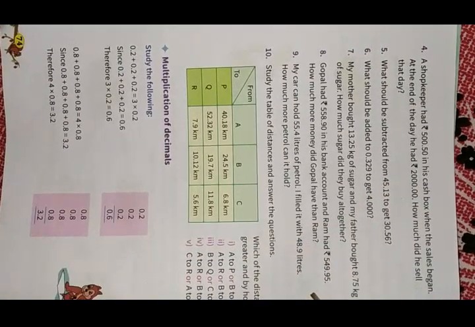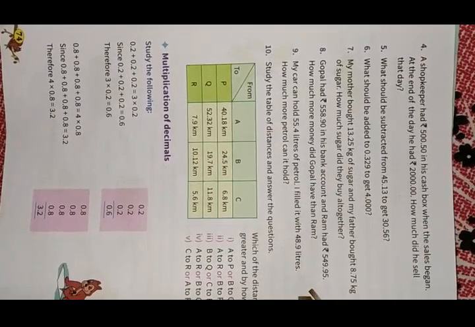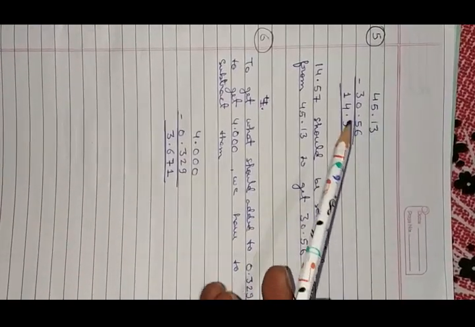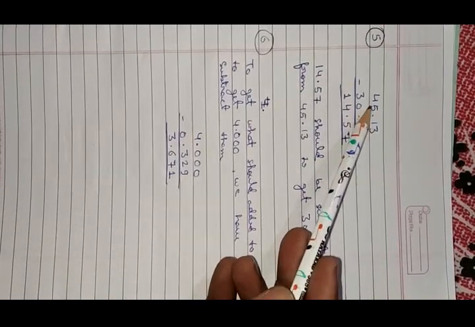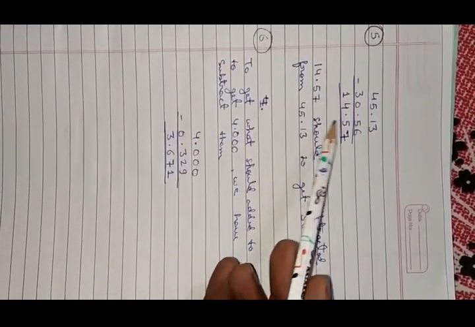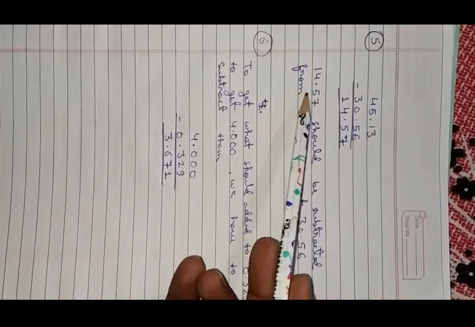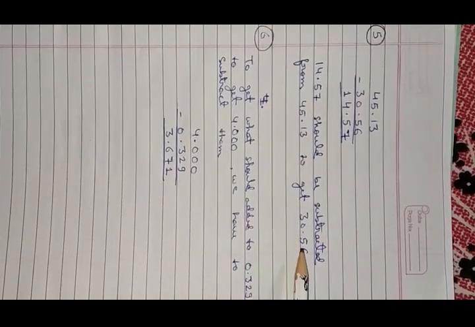Now question number 5: what should be subtracted from 45.13 to get 30.56? So we will subtract 30.56 from 45.13, and after subtracting we get 14.57. 14.57 should be subtracted from this to get 30.56.